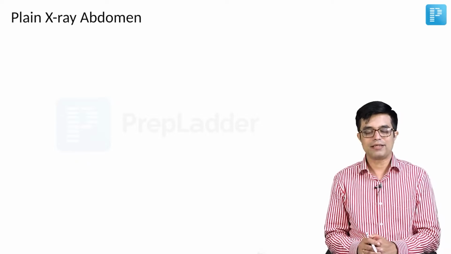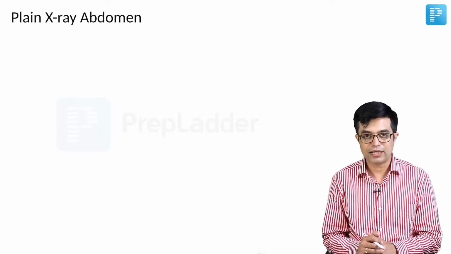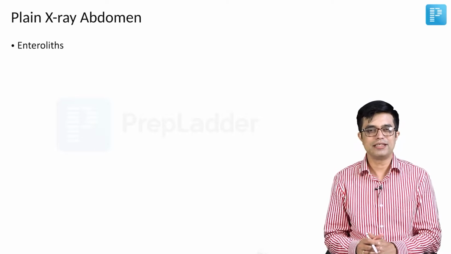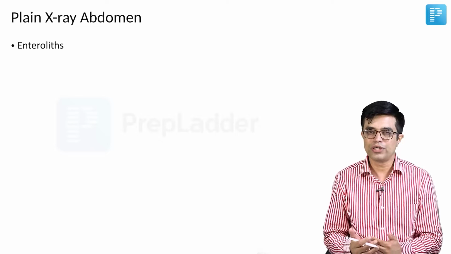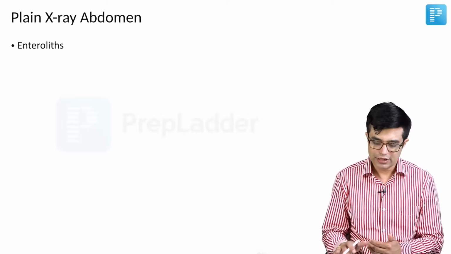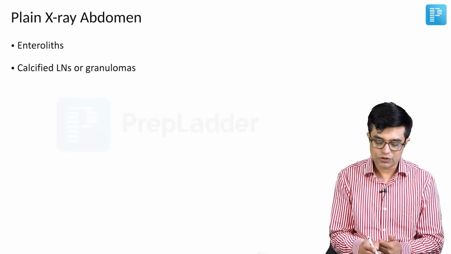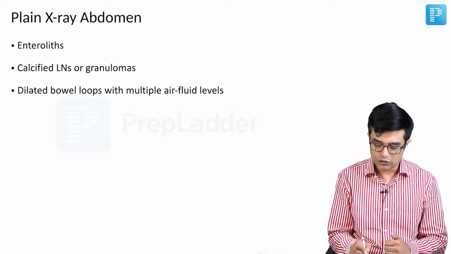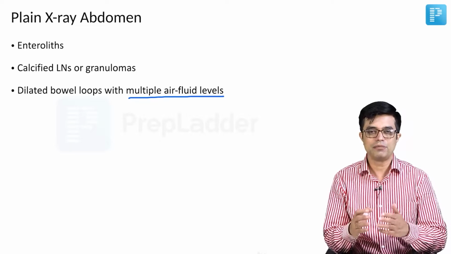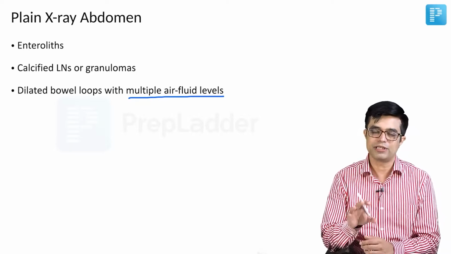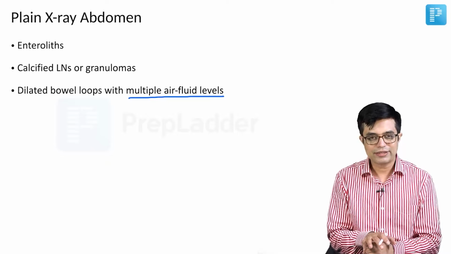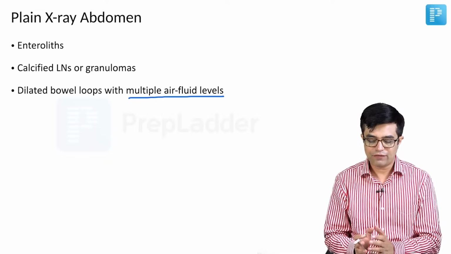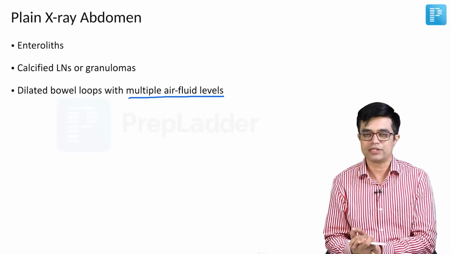When we go in for plain X-ray abdomen, when we start investigating, you can find presence of enteroliths. They are calcified material present in the intestine, which is seen in chronic tuberculosis and can occur in any form. Secondly, you can find calcified lymph nodes or calcified granulomas in the patient. And thirdly, you can find dilated bowel loops with multiple air fluid levels, similar to subacute intestinal obstruction. It's not necessary that all of them should be present. Any one of them can be seen, and one patient will not have all of these manifestations.